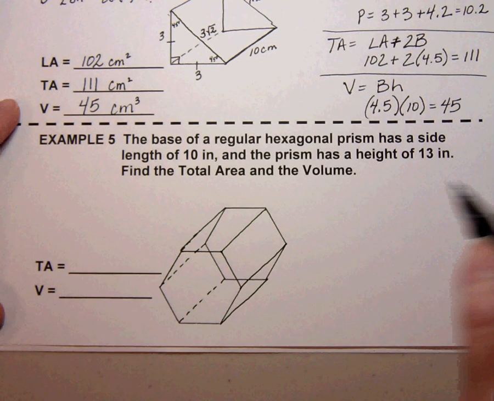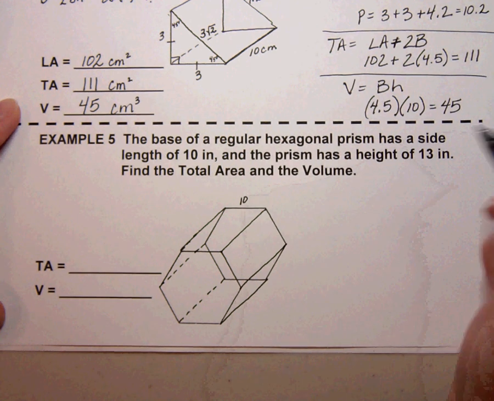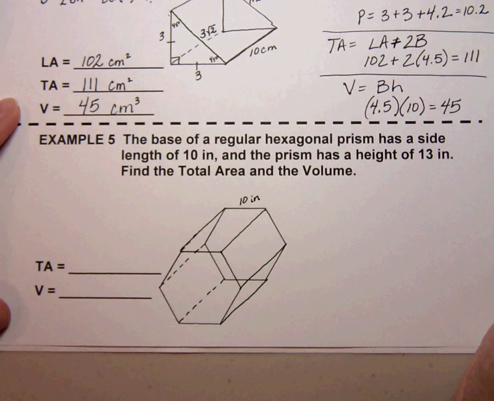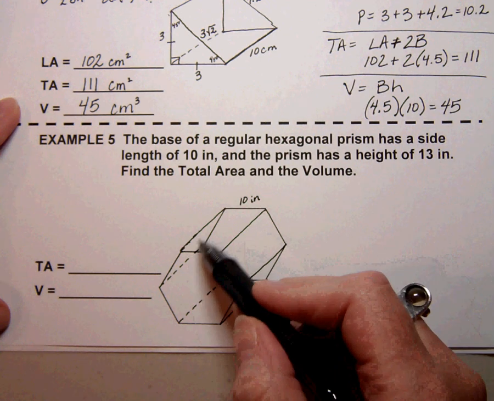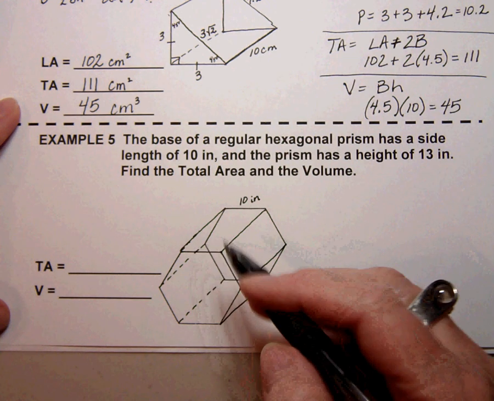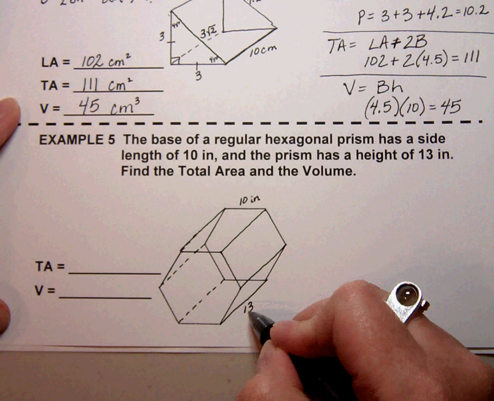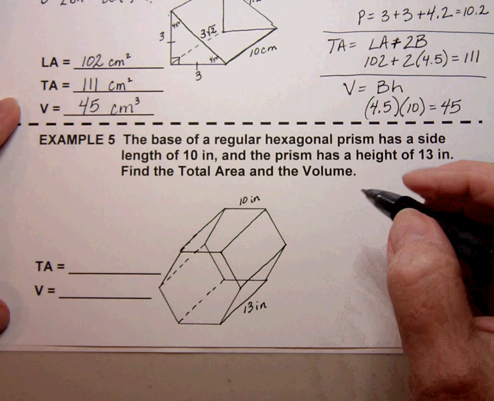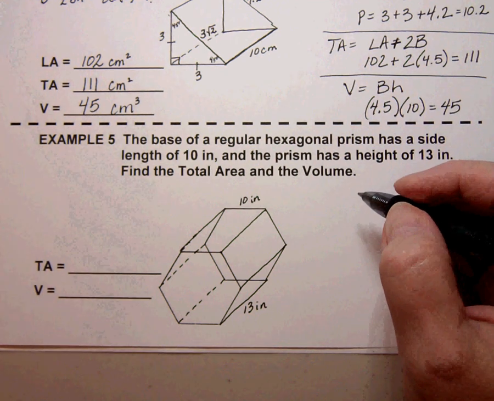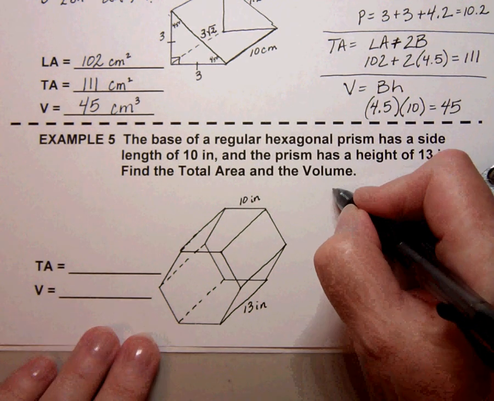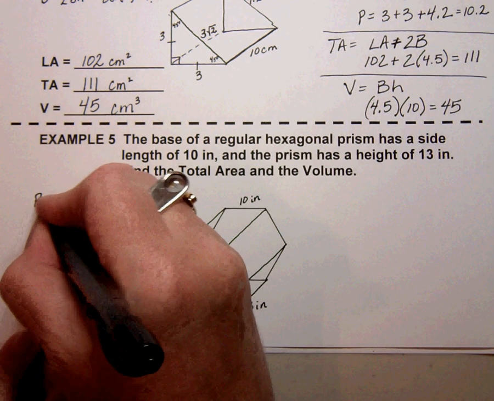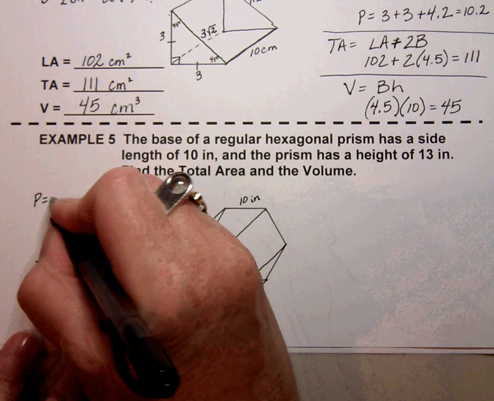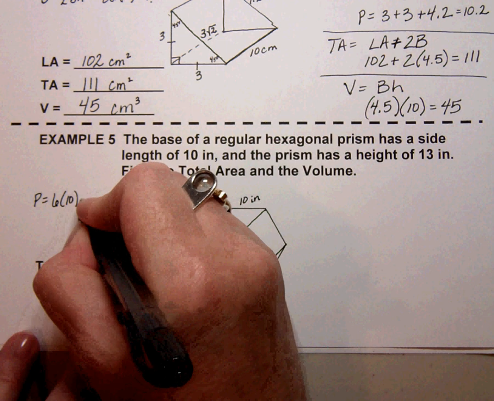Each side length is 10. I'm going to go ahead and just label one of my edges. Okay, this time they're in inches. And the height is 13. So all those lines that I drew to connect the vertex points, those are going to be the height. So they're all 13 inches. Alright, to get the total area, we're going to have to do the perimeter. Let's write that over here. The perimeter, since there's 6 sides in a hexagon and they're all 10, that's just going to be 6 times 10. That's 60.